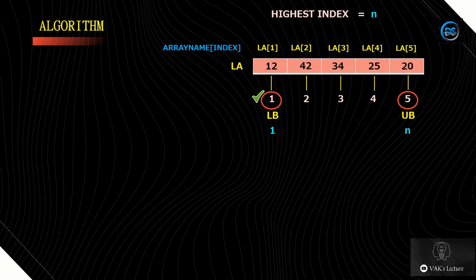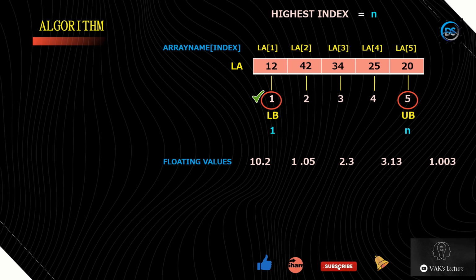And remember one thing: if you want to store integer values, you should store only integer values, like what I have given here. If you want to store float values, then you should give decimal point values only, like this. If you want to give characters, then you should give the characters within single quotes, like this.